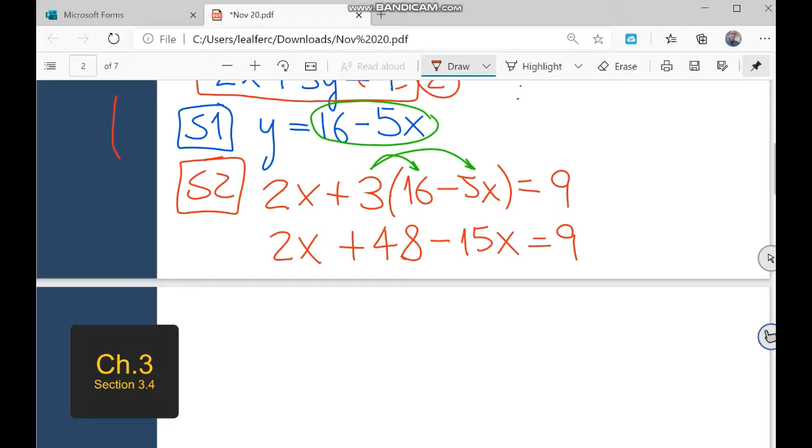Great! And the last thing for step 2, we will combine like terms. We have 2x and negative 15x. Combine 2x minus 15x, negative 13x. So 48 minus 13x equals 9.